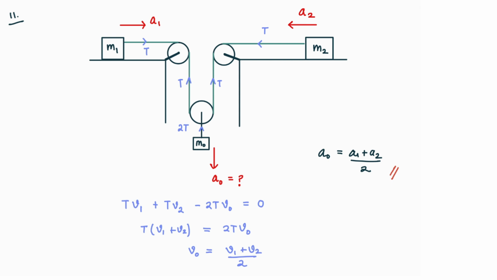So this was the 11th problem in this series. We will solve one more problem to complete the series of constraint motion, and in the 12th case we will be dealing with a wedge constraint.